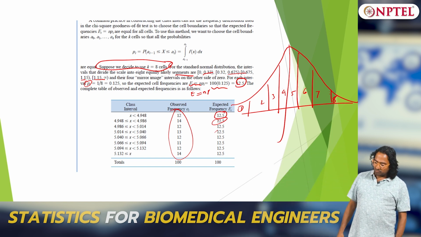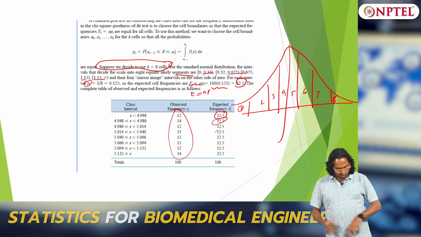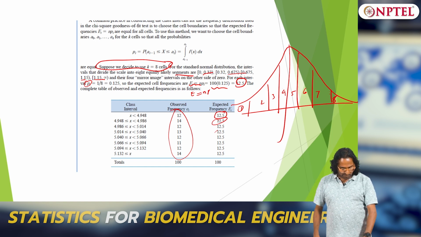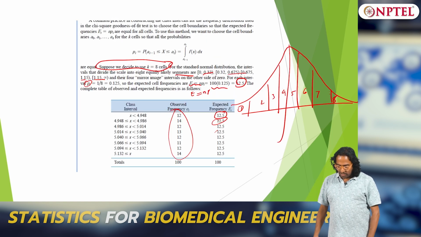How did I get these observed values? I did not give you the numbers. How did I get these? They did not give you, the problem statement is only this. How did I get these observed values?